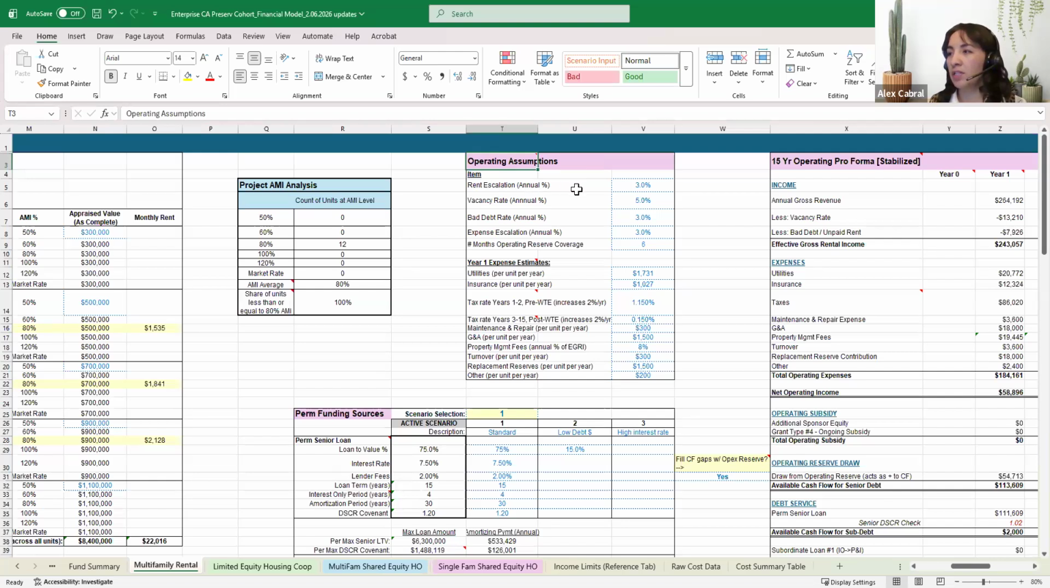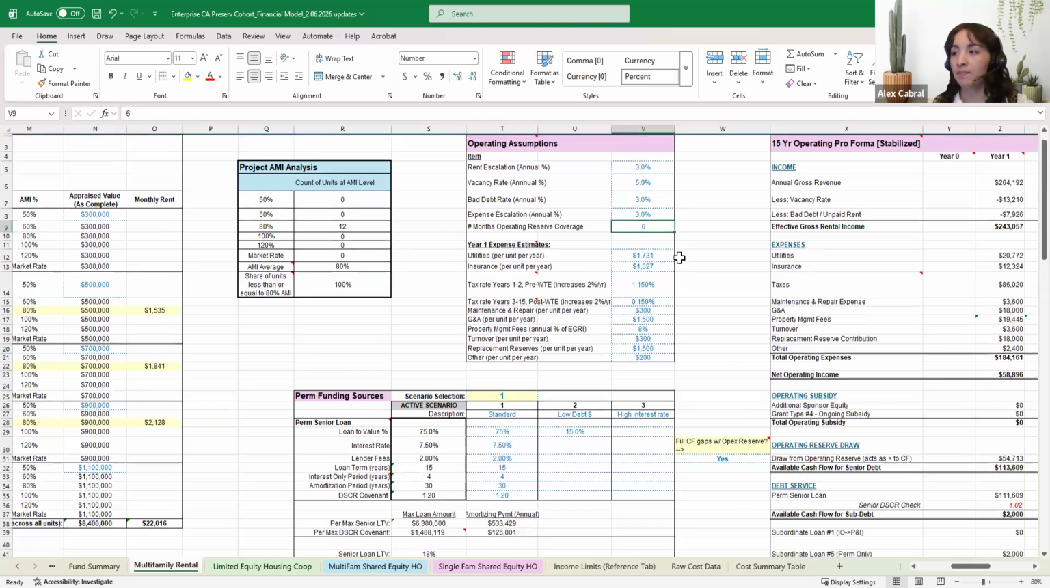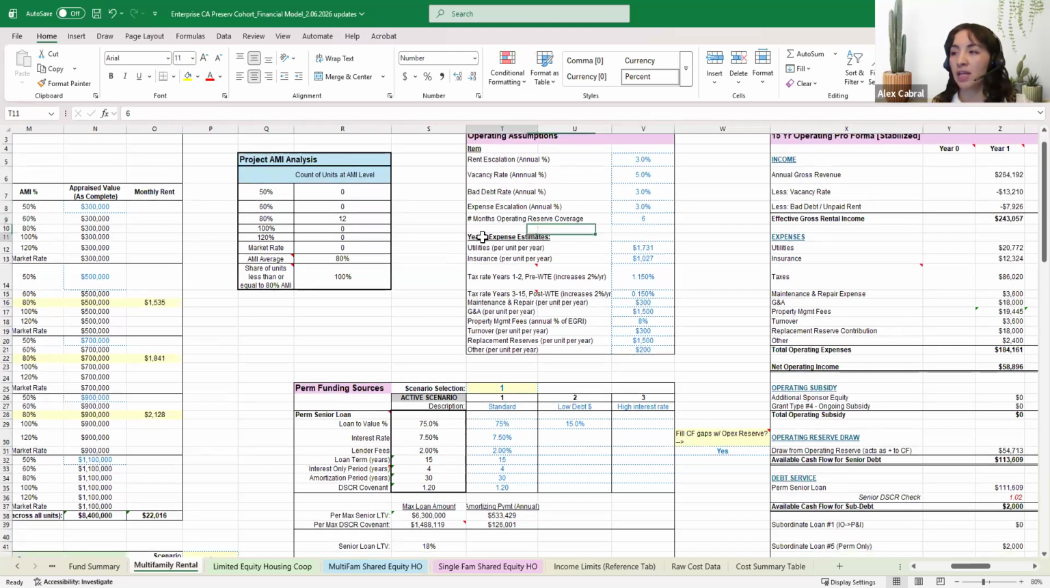Here we're going to fill out our annual escalations, what we assume the rent to increase annually, the vacancy rate, what that will be annually, bad debt, the expense escalation, right? Expenses go up every year, and the number of months of operating reserve coverage we hope to maintain. We're also going to fill in year one expense estimates. And by year one, I mean year one of stabilization.